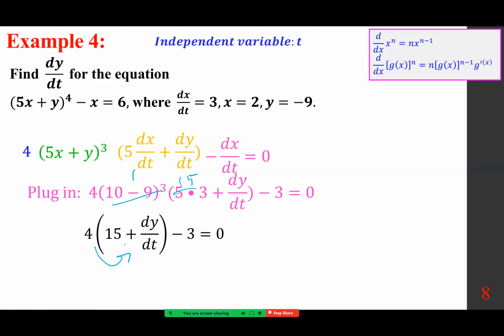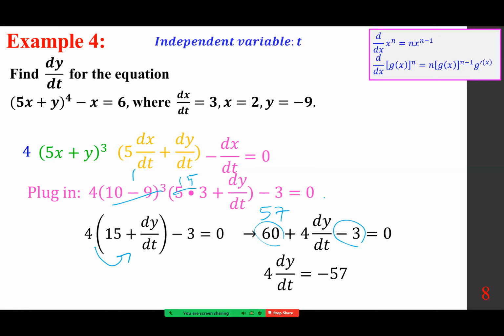60 plus 4 dy/dt. Minus 60 and minus 3 is 57. You move it to the right, becomes negative. You divide by 4, and that's dy/dt. The value of dy/dt is negative 57 over 4.